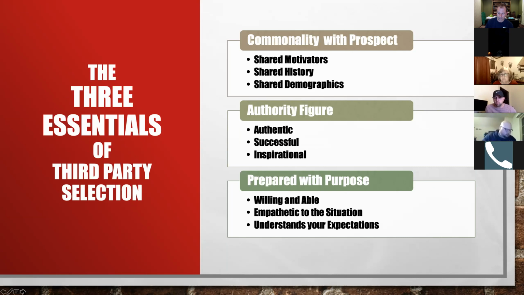So when you're preparing, the first step is preparing with purpose. You've got to know why you're doing what you're doing, and the person you're using needs to know also. And if they can be empathetic to the situation, if they can put themselves in the client's or guest's shoes, it makes it a lot easier. So agreed 100%, Matt. Next slide.